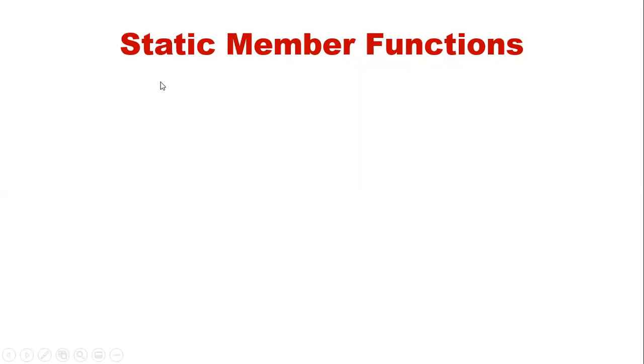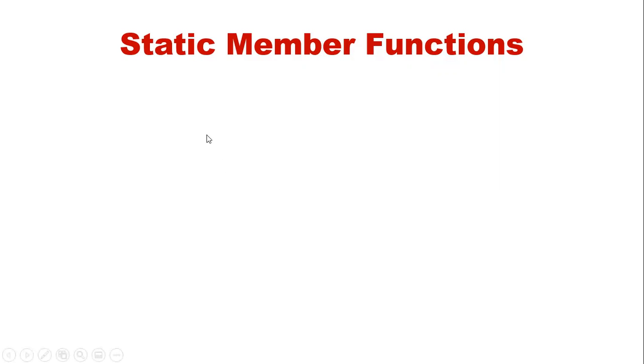Next, we discuss static member functions. First we discussed static data members. That means a data member can be static. When you declare a data member as static, throughout the program it maintains a common value, the same value in every place where you have the static variable, but the value can be updated, isn't it?